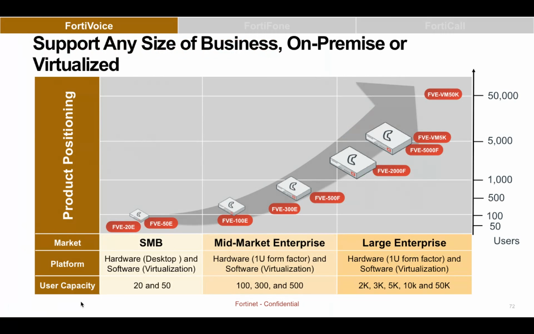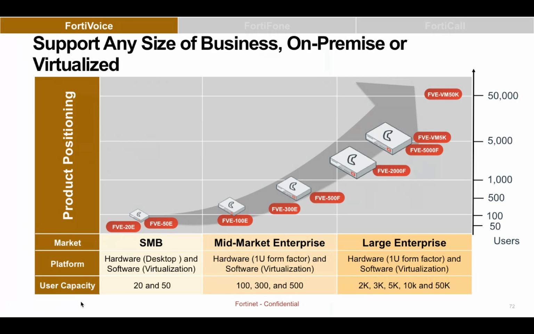Starting with the models, we have the low-end model that supports our SMB targeted vertical, which is a desktop model that supports a capacity of 20 to 50 extensions, depending on the model that you select. So FVE 20 and FVE 50.